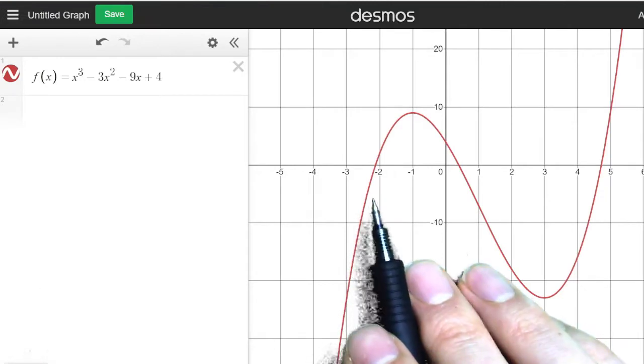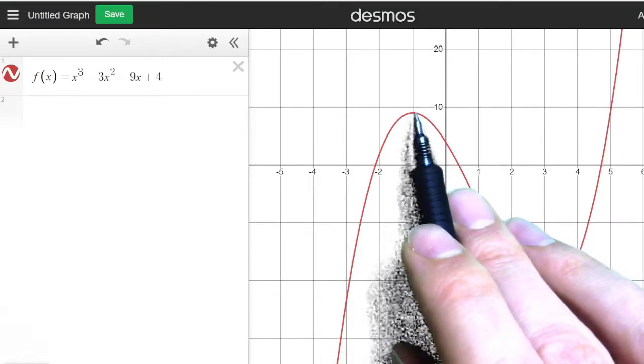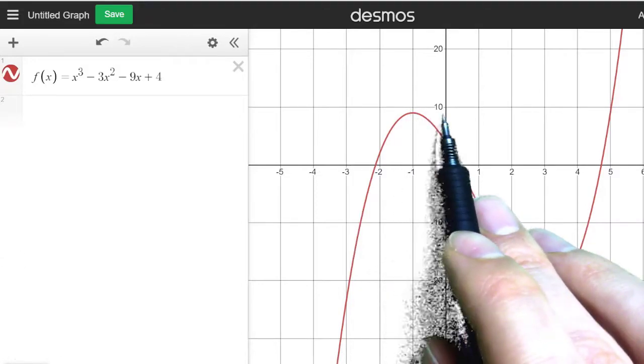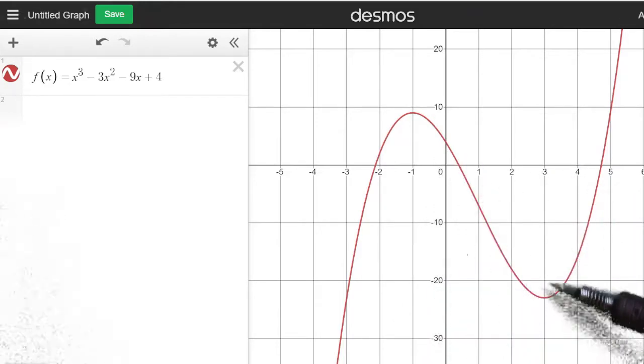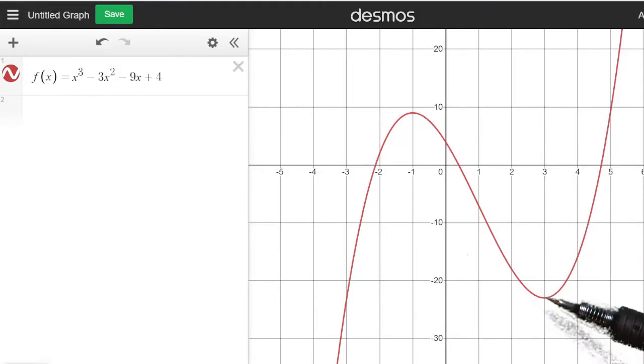And let's just verify that what we saw matches the graph. We can see that we do indeed have a local max at -1, and the value of the function there is 9. And we do indeed have a local minimum at 3, and the value is -23.